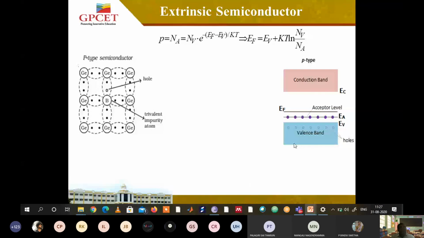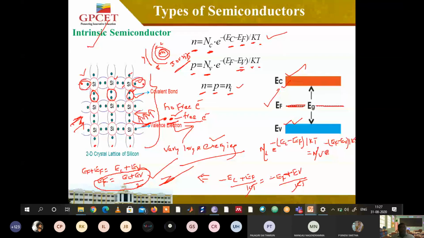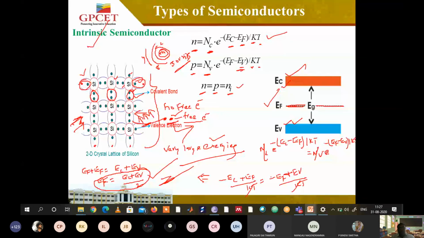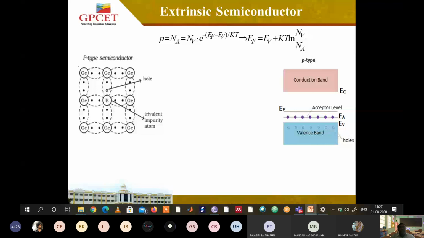Can you tell me? See, in intrinsic semiconductor there is no current flow, or the current flow is very small at higher energy levels. But in our electronics, we need to apply less external energy and procure more current flow. So that's what we are going for, extrinsic semiconductors, not intrinsic semiconductors. Intrinsic semiconductors are not used in electronics to produce current flow.